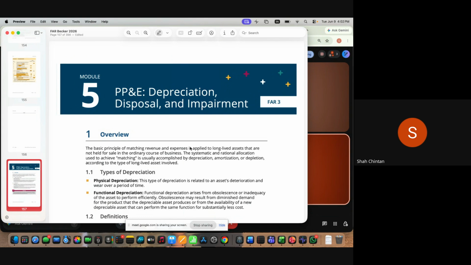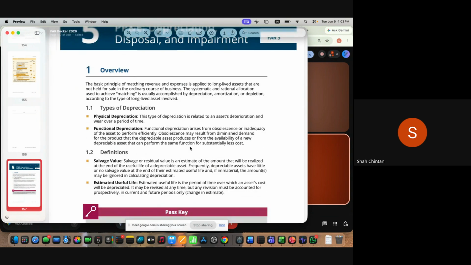So it could be a physical depreciation where things are depreciated over a period of time, or it could be a functional depreciation where the things will get diminished because of its lack of usage, or it's obsolete, or the demand goes down, or the value of the asset goes down. So in both the scenarios we have to apply the depreciation. Now, a few more definitions before we start the calculations.